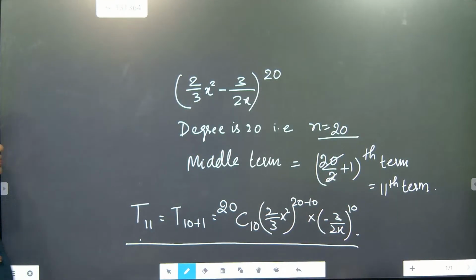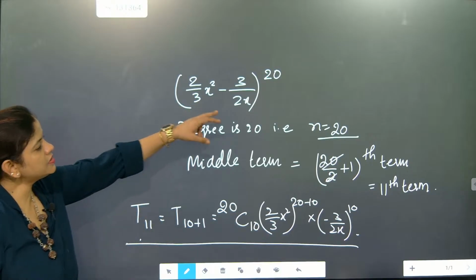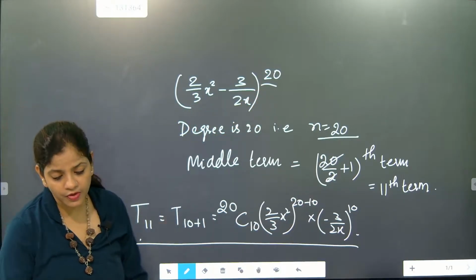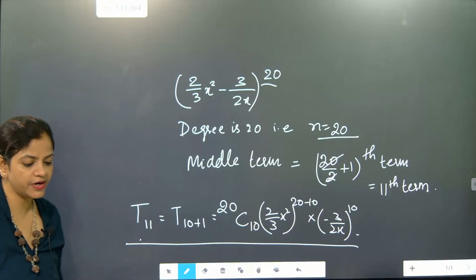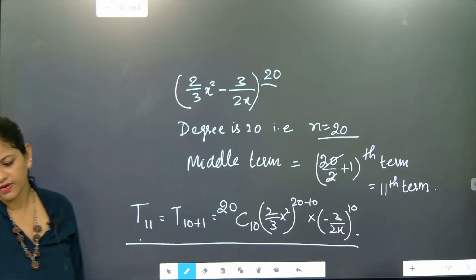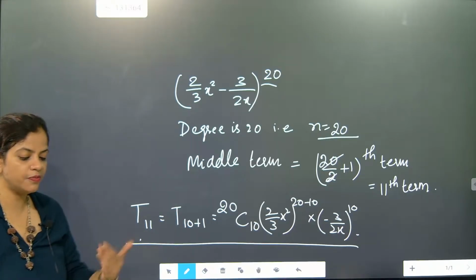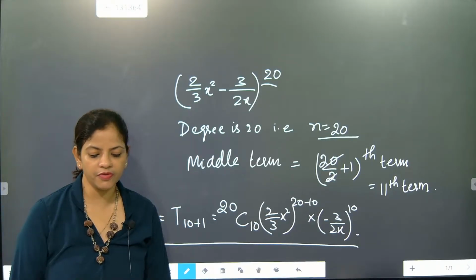So the degree and term confusion continues. What is the degree? 20. When the degree is 20, the terms will be 21. Just remember like that: if the degree is 20, the terms will become 21. We need to remember this part.